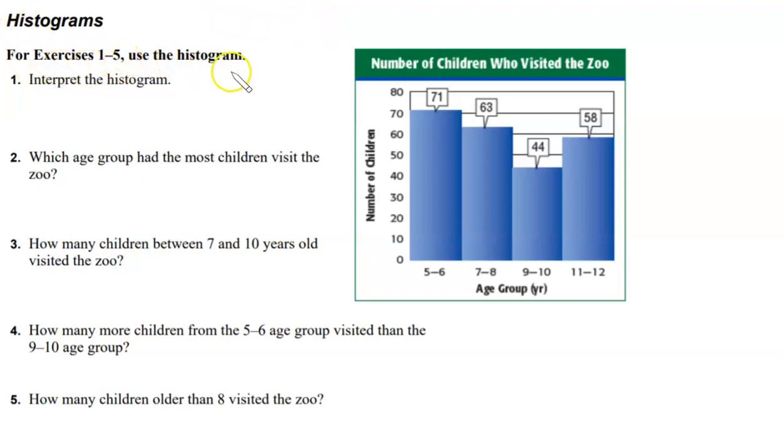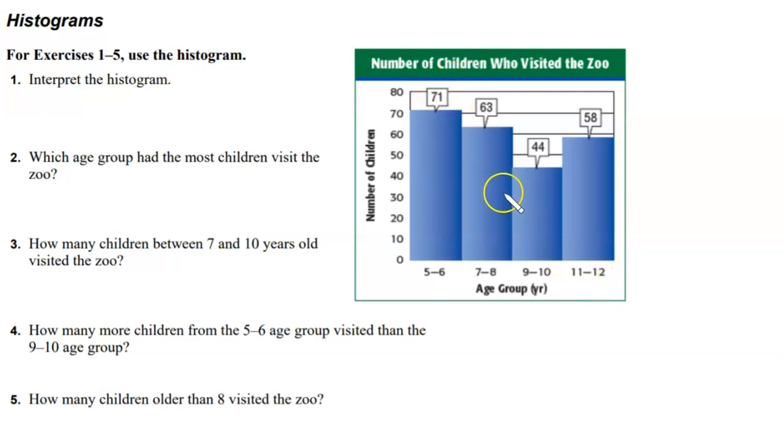Histograms. For examples 1 through 5, use the histogram. So this is the number of children who visited the zoo. And you notice that this is the number of children, and these are the various age groups. So these are kids that are 5 to 6, kids from 7 to 8, kids that are 9 and 10, and kids that are 11 and 12.